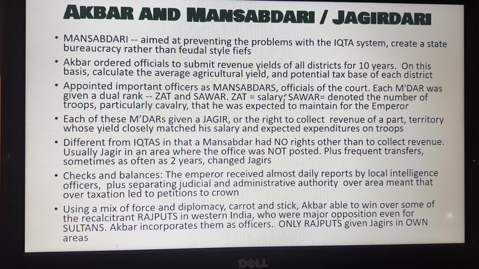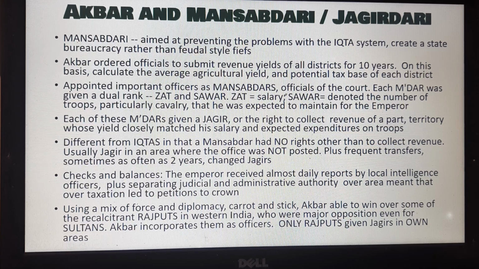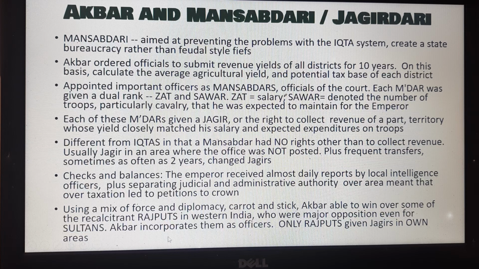So people were kept watching each and every Mansabdar to check whether they were collecting proper tax or doing any evasion, using a mix of force and diplomacy. So the army and diplomatic rule, carrot and stick, meaning he gave rewards and also punishment. Akbar was able to win over some of the recalcitrant Rajputs in Western India, who were a major opposition even for the sultans. The earlier sultans faced opposition from this Rajput community, but Akbar had a positive relation with them.